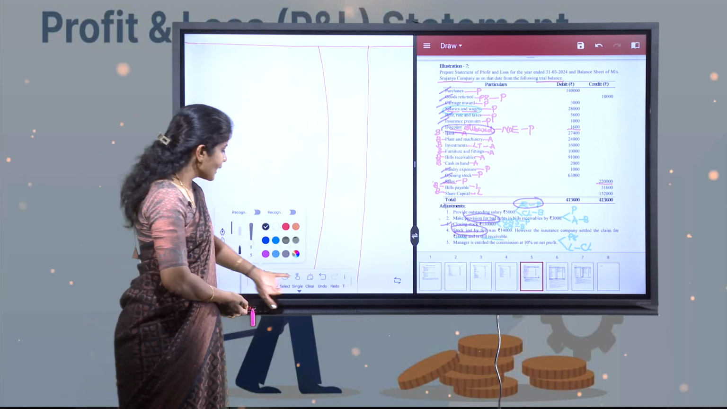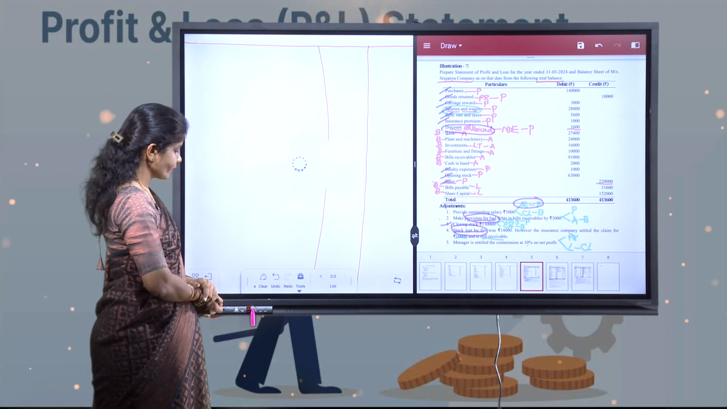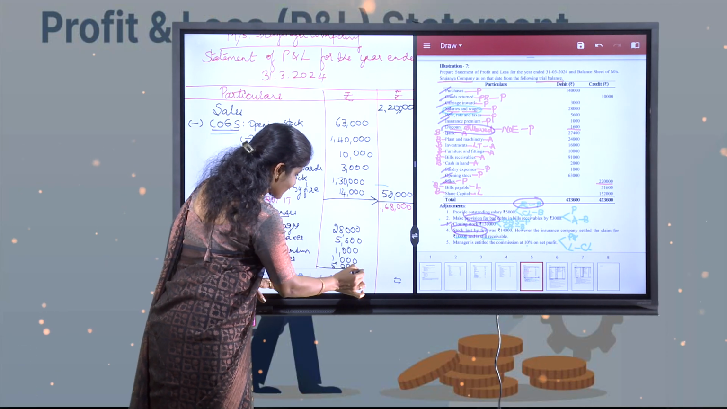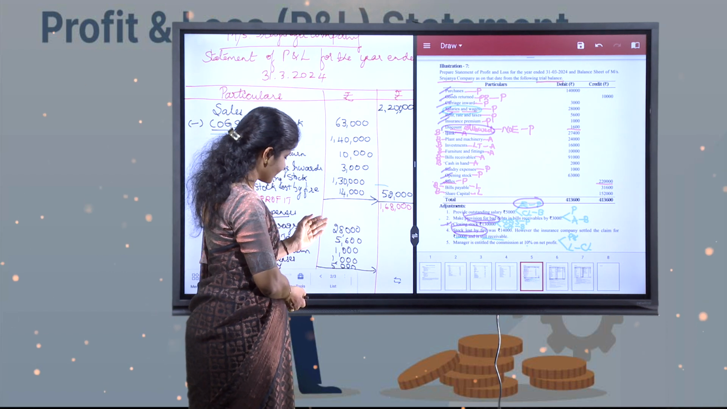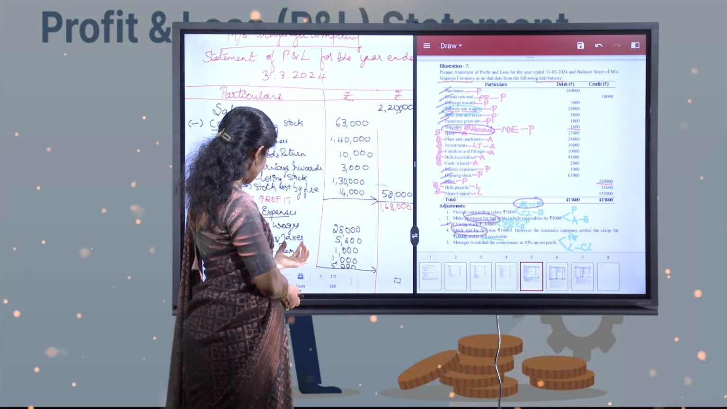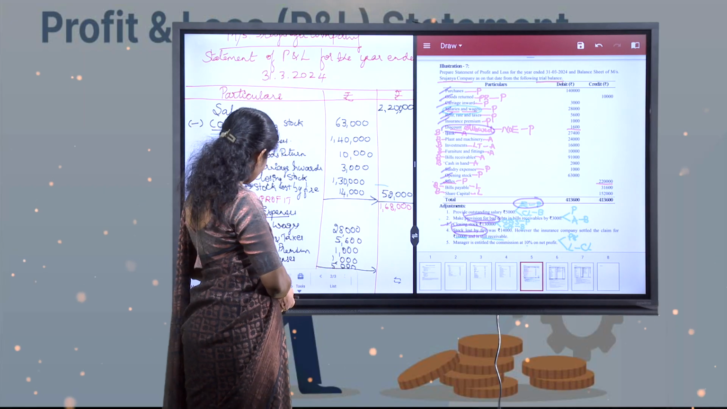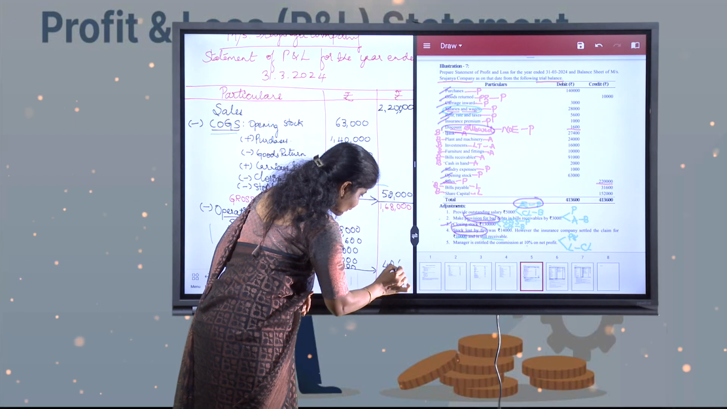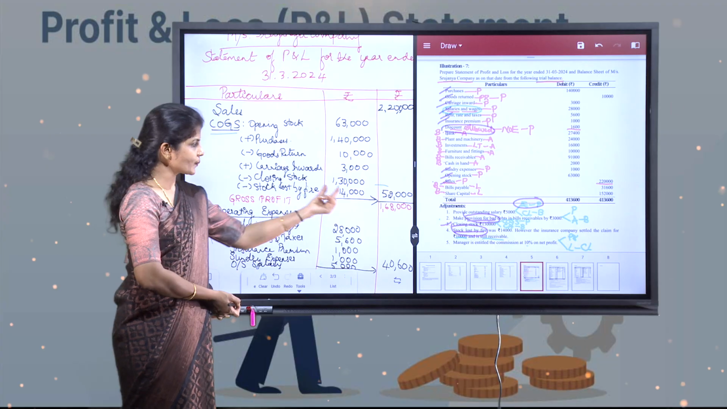So what we have to do, let us take this total and take it to the outer column. Okay, so we have 28,000 salaries, 5,600 rent, rates and tax, 1,000 of insurance, sundry expenses of 1,000, then outstanding salary of 5,000. Then the total we get is 40,600.